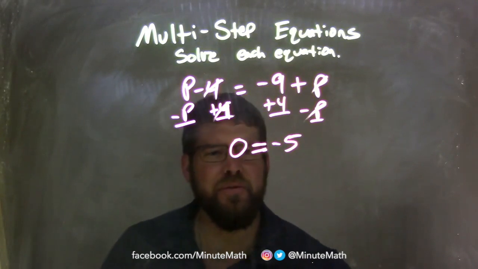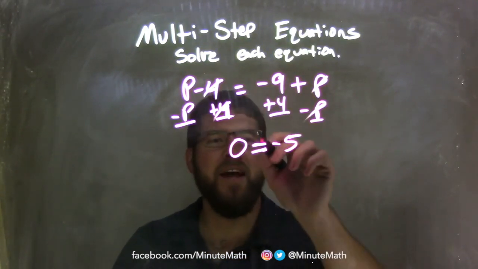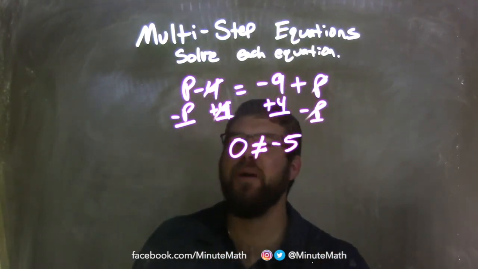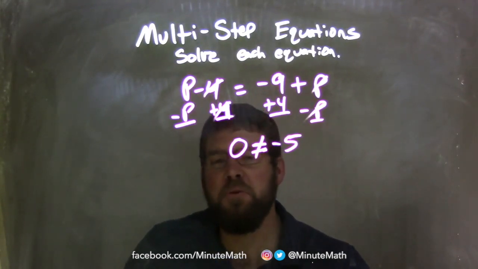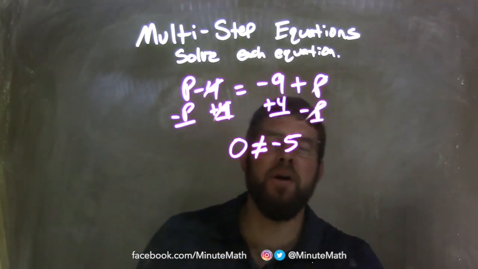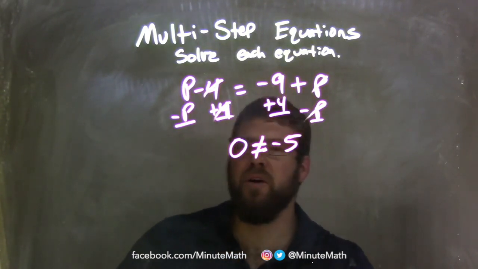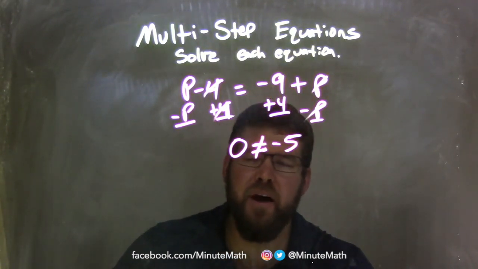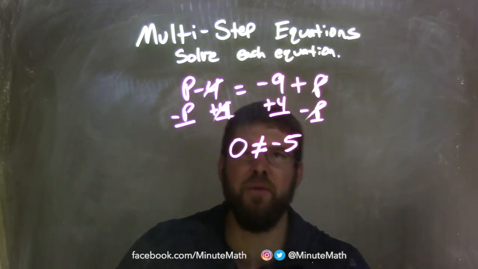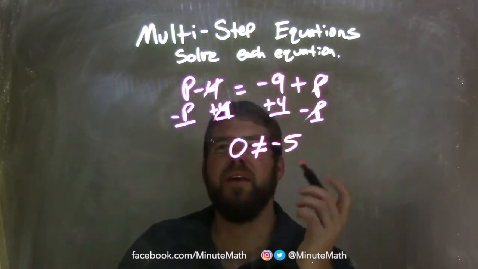Well, that's not true, right? 0 is not equal to negative 5. That's not a true statement. Maybe I made a mistake. Possible. I make plenty of mistakes, don't we all? But this one actually is right so far, right? 0 does not equal negative 5. When we double check, yeah, I didn't make any mistakes, that makes sense.